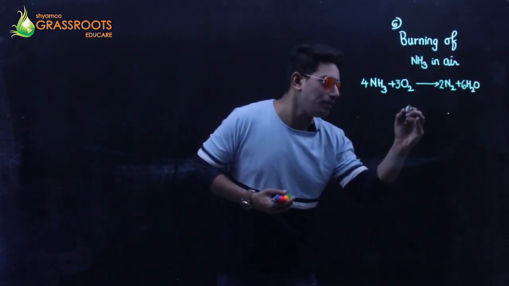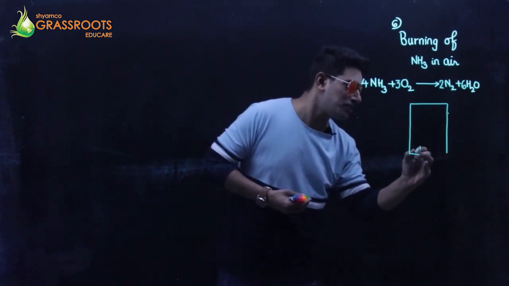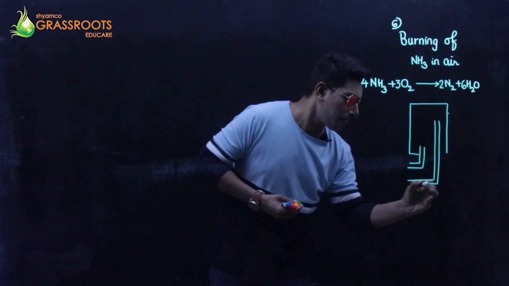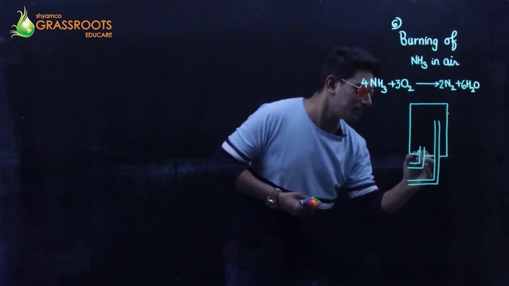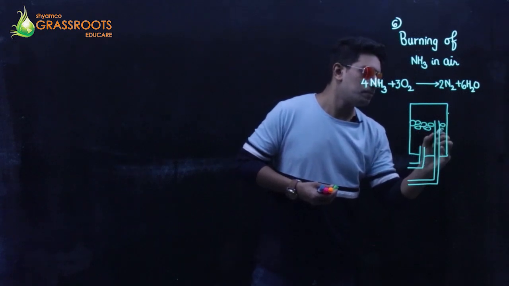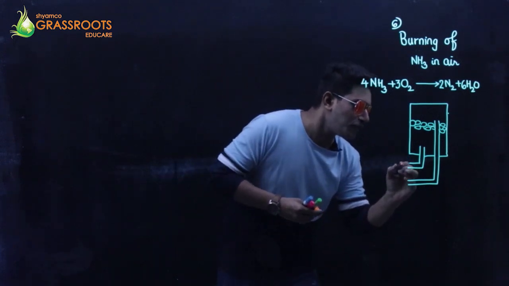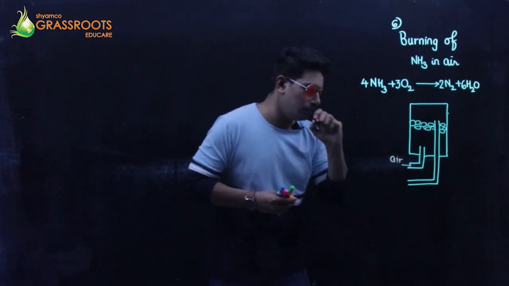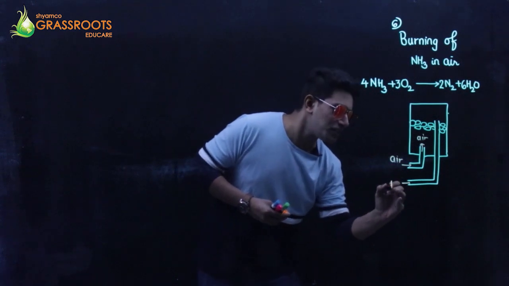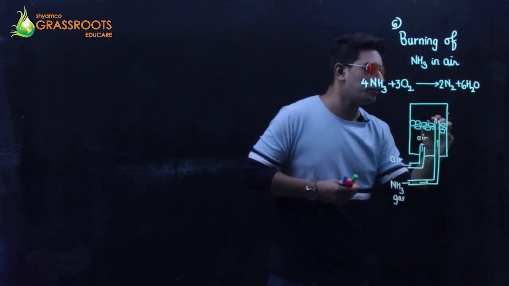If I talk about the experiment, check this. We have a glass tube, an apparatus, in which there are 2 inputs through which I'm going to send 2 gases. There are cotton plugs out here. From one of the inputs, we supply air, oxygen, and from the other it is ammonia gas. So we have ammonia gas out here.